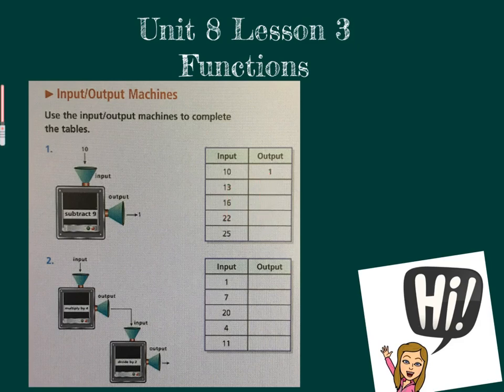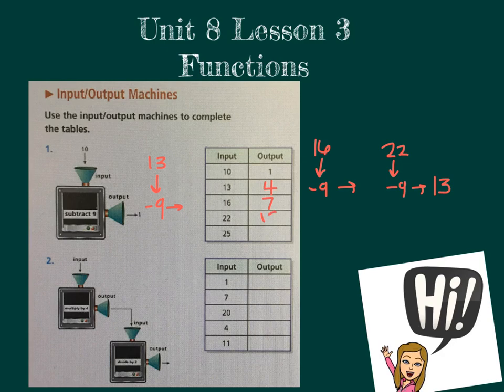So now, let's say the robot did the same thing, but with the number 13. It puts the number 13 in, subtracts 9, and you think about what would come out. Well, 13 minus 9, the output would be 4. Same thing with 16. If I put 16 into the robot, subtract 9, what would come out? 16 minus 9 is 7. Now, if the robot put in 22 and subtracted 9, it would end up with 13.